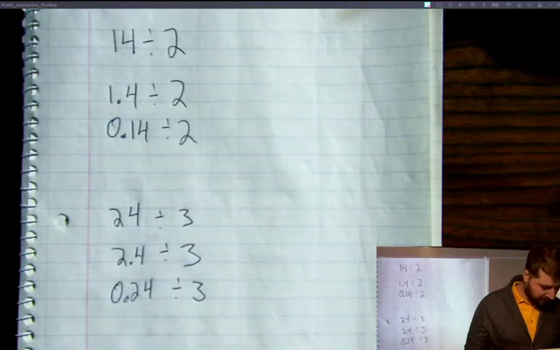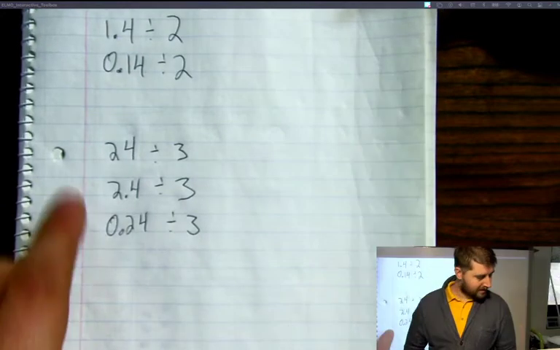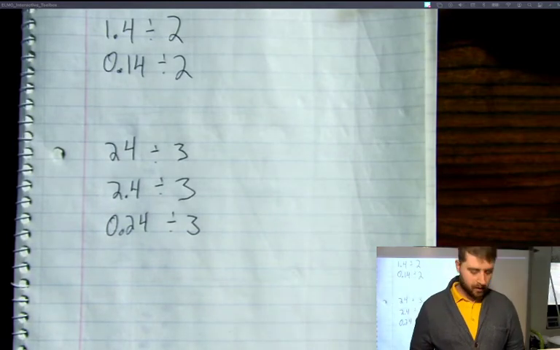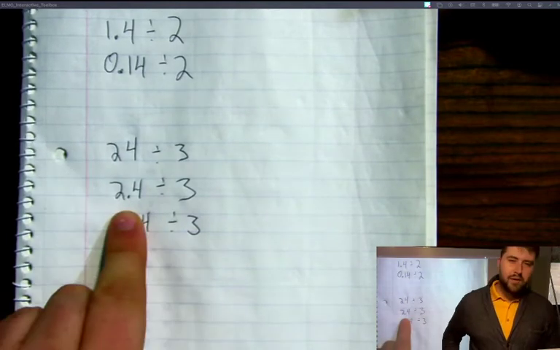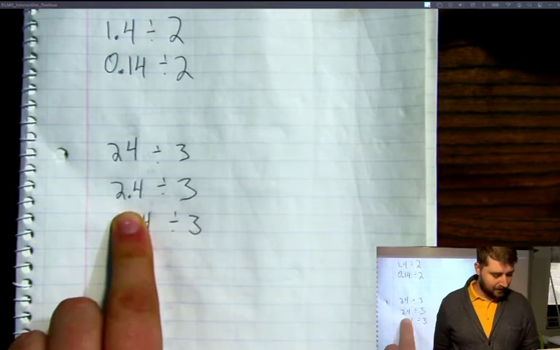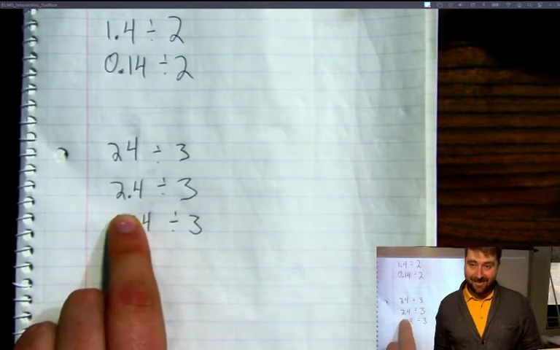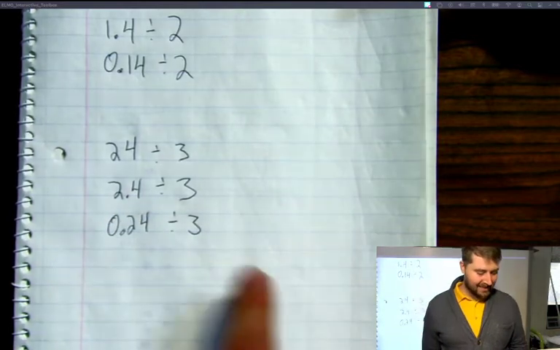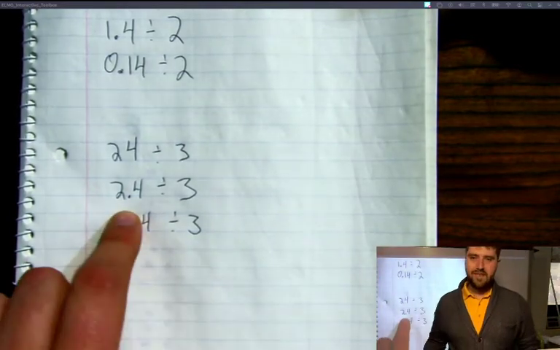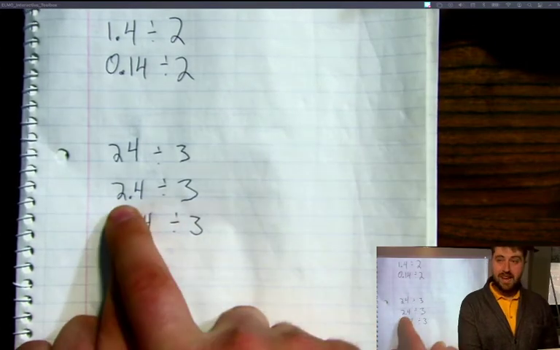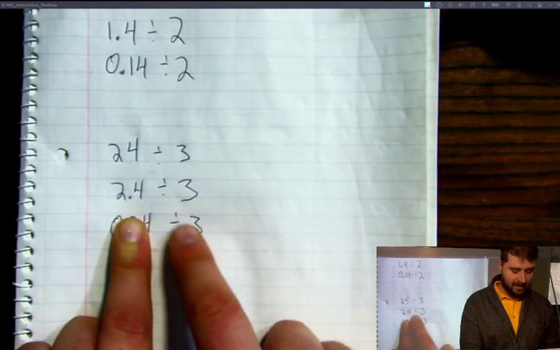Okay, this sounds familiar. Let's move down to our 24s divided by 3. 24 divided by 3 is going to be 8, right? Awesome. Then we have 24 tenths divided by 3. 24 tenths divided by 3 is 8 tenths. Because 24 divided by 3 is our basic fact, which equals 8. But now we have 24 tenths, and 24 tenths divided by 3 is 8.